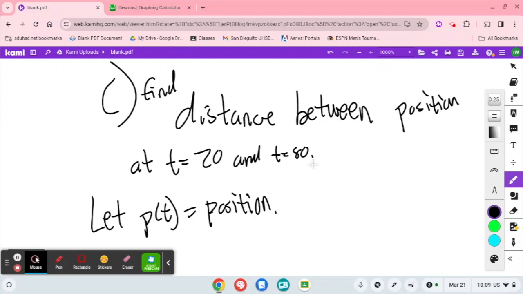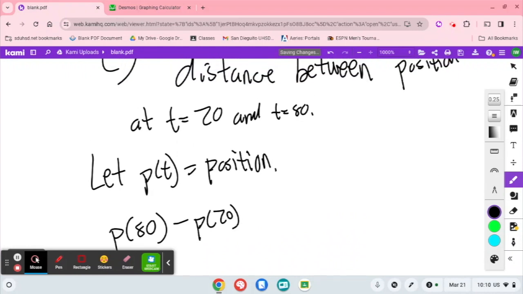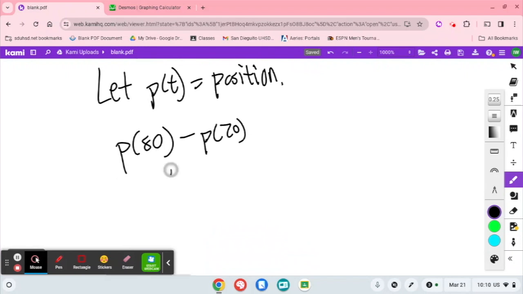Okay, cool. Okay, so for part C, it's asking to find the distance between his position at time t equals 20 seconds and his position at time t equals 80 seconds. And so if we let p of t equal position, basically the question is asking what is p of 80 minus p of 20. And so since we're not given the position function, we're going to have to think about how we can write this. But we know by FTC that the integral from a to b of a velocity function is going to equal the position at b minus the position at a.